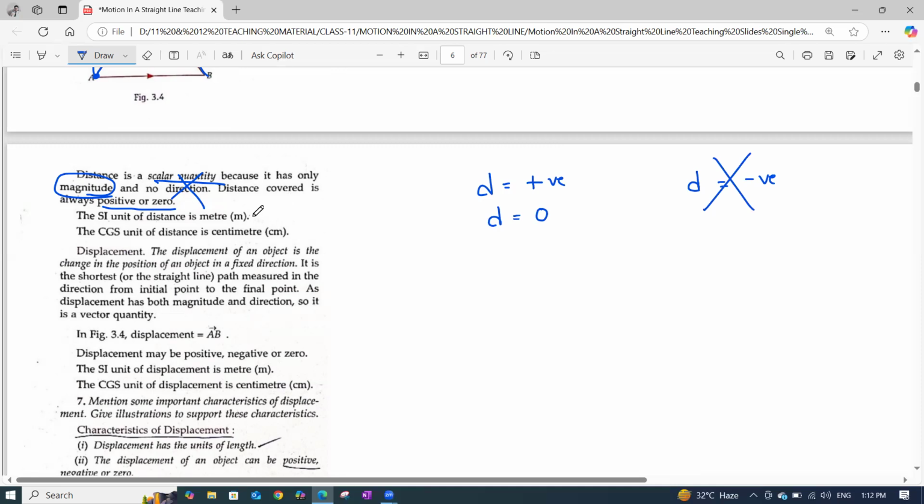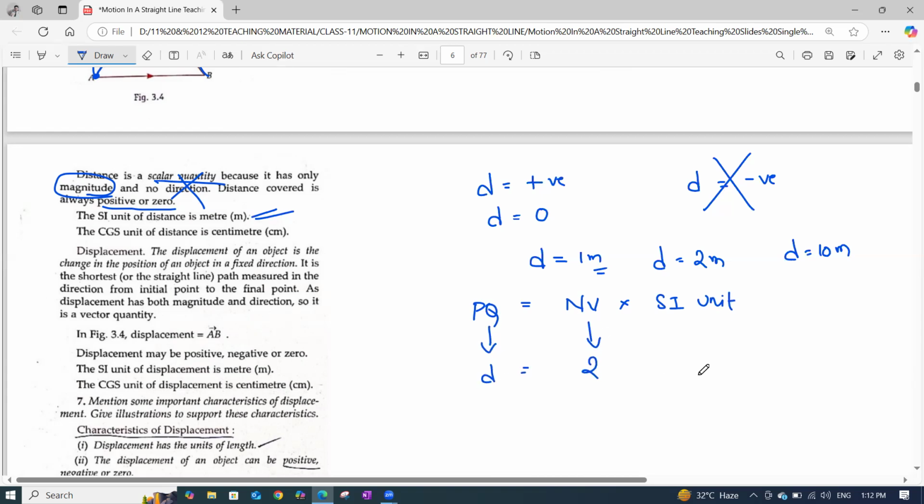And coming to the SI unit, it is meter. Whenever you are solving a problem, you have to write distance is equal to 1 meter, distance is equal to 2 meters, distance is equal to 10 meters. Like that, you have to represent the SI unit. So every physical quantity is equal to numerical value into SI unit. So distance is the physical quantity, 2 is the numerical value, meter is the SI unit. Like D is equal to 2 meter, 5 meter, 10 meter, 8.5 meter, like that you can mention.